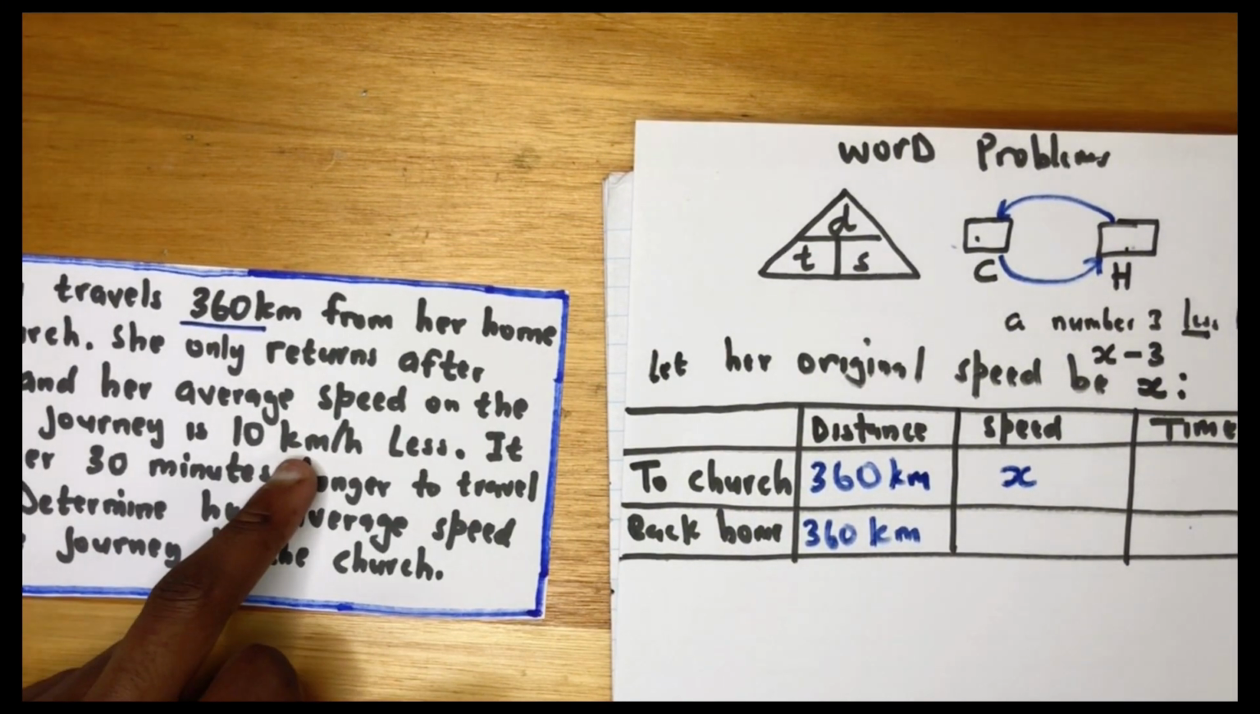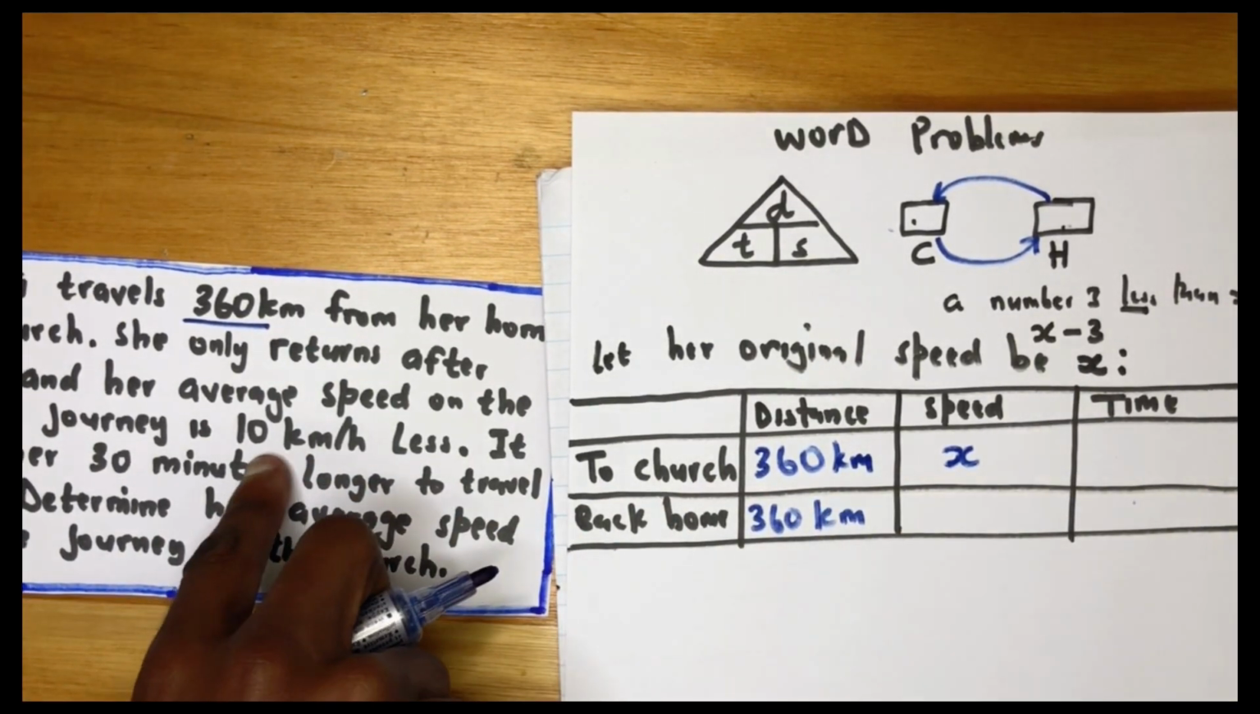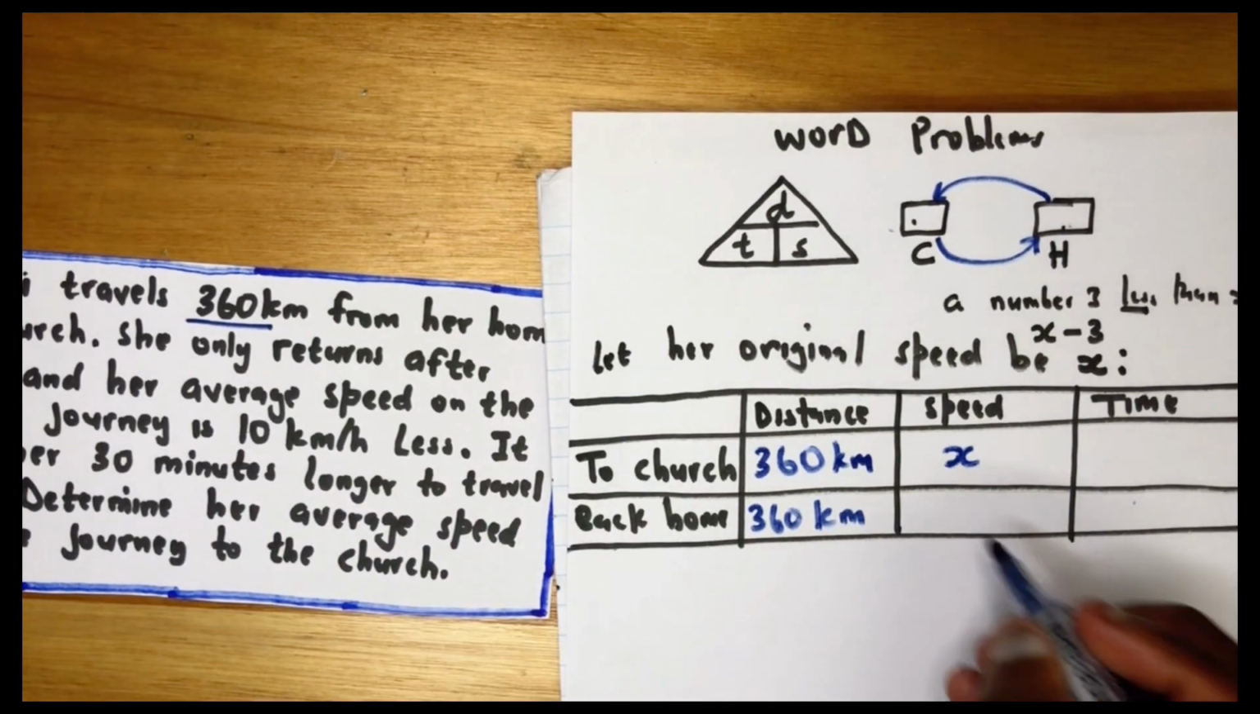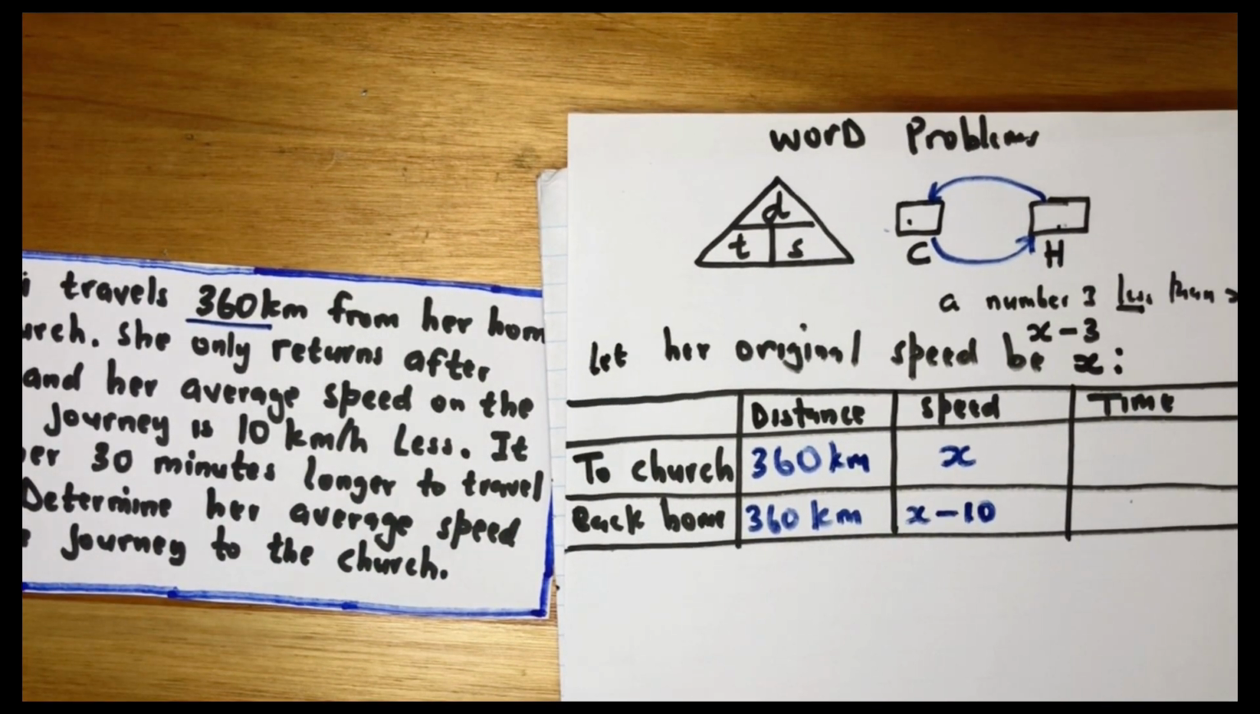So remember, the speed is measured in kilometers per hour. So then we have to subtract this 10 kilometers from the original speed. So I'm going to have x here minus 10. Right, hope that we're together.